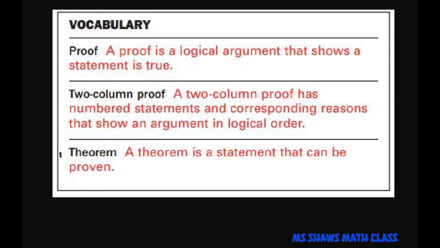We kind of want to work backwards. A theorem is a statement that can be proven, and the way you would prove that in geometry is a two-column proof, which has numbered statements and corresponding reasons that show an argument in logical order. And then you do the proof, which is the logical argument that shows that a statement is true.